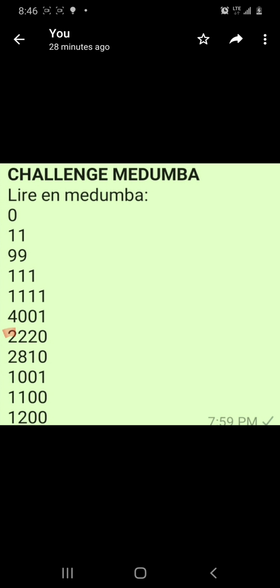This is how you read 2,810. Men brum nchub fuma ncha ba. This is how you read 1001. Nshe tu ncha.